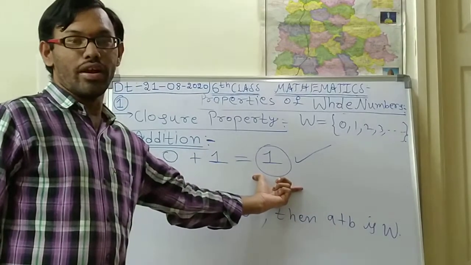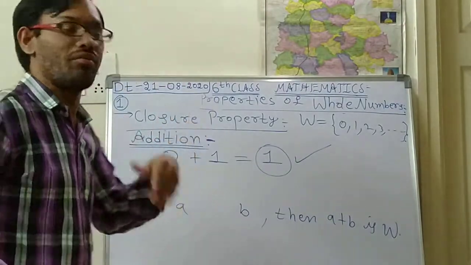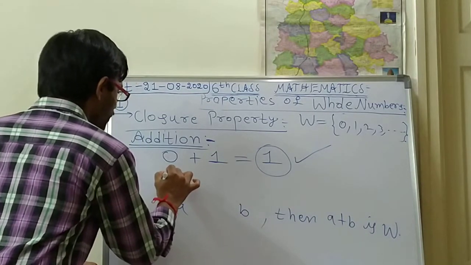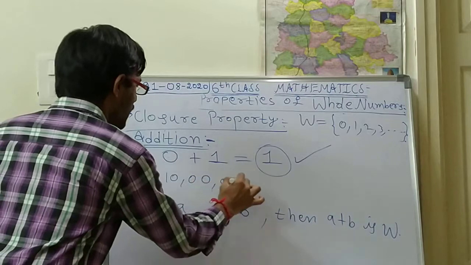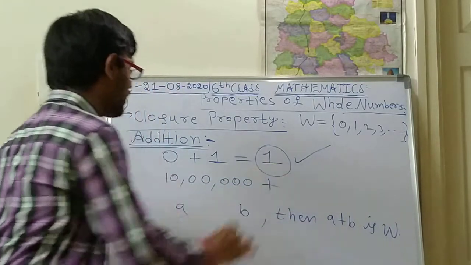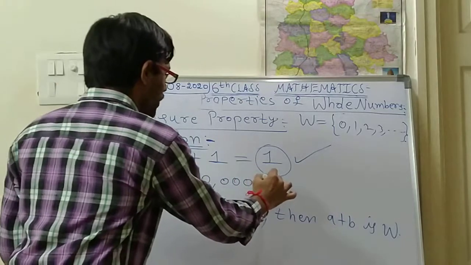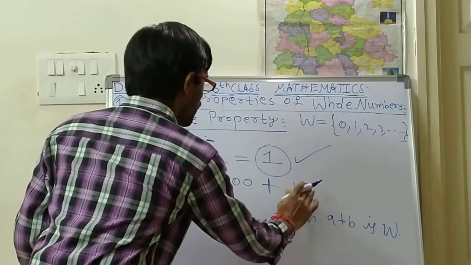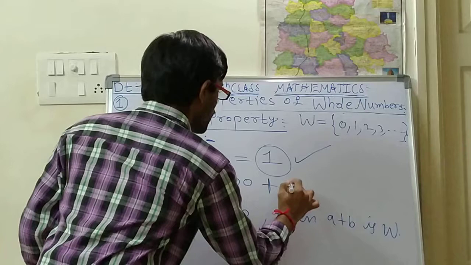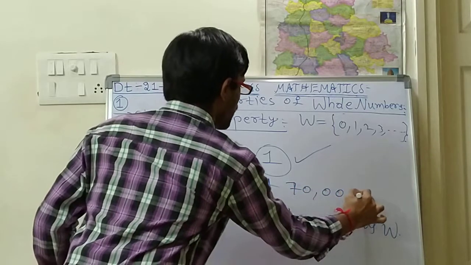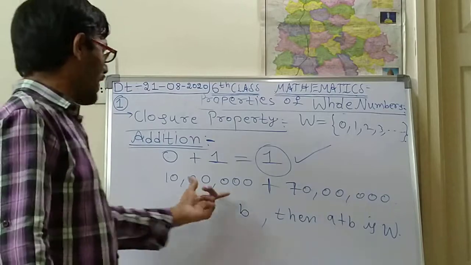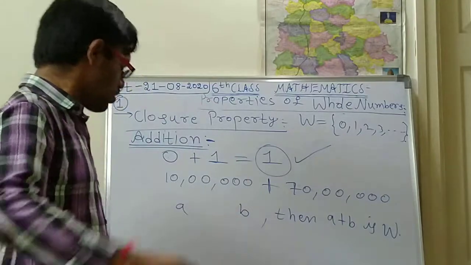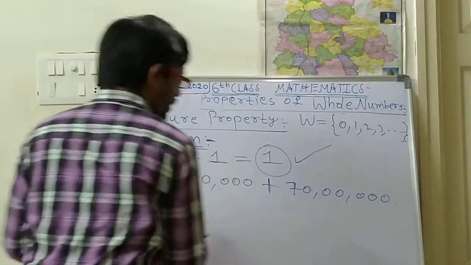or by taking large numbers also, the result is a whole number. Now we shall take one large number and check. Suppose 10 lakhs is one whole number. Next, another whole number is 70 lakhs. I am taking 10 lakhs plus 70 lakhs. So 10 lakhs is one whole number, and 70 lakhs is also another whole number. By adding these two whole numbers, what is the result? What is 10 lakhs plus 70 lakhs?